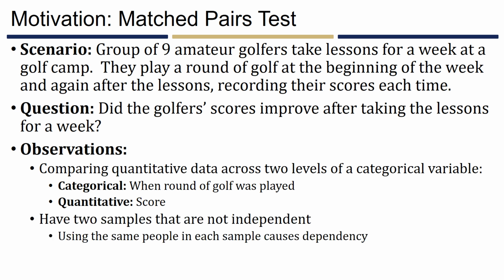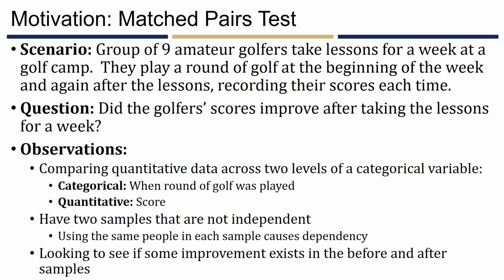However, notice here that these 2 samples are not independent. Using the same people in each sample, keeping the same set of 9 golfers, and having them each record 2 different observations causes this dependency between the samples. What we're also trying to do here is look to see if there was some improvement in the before and the after scores.